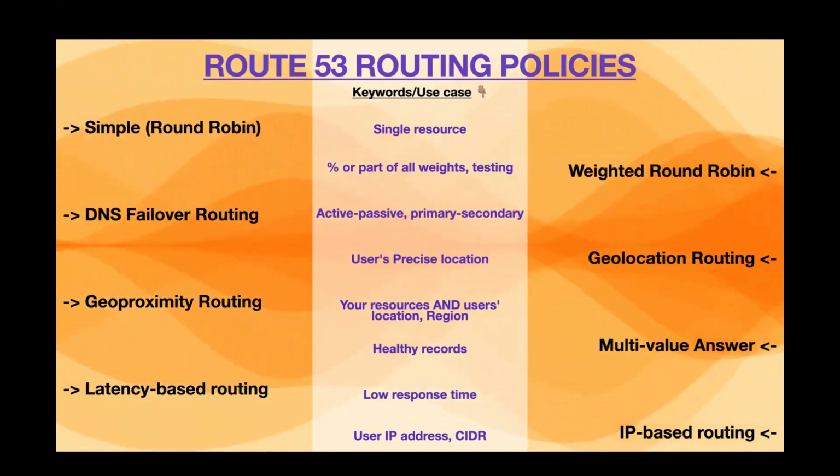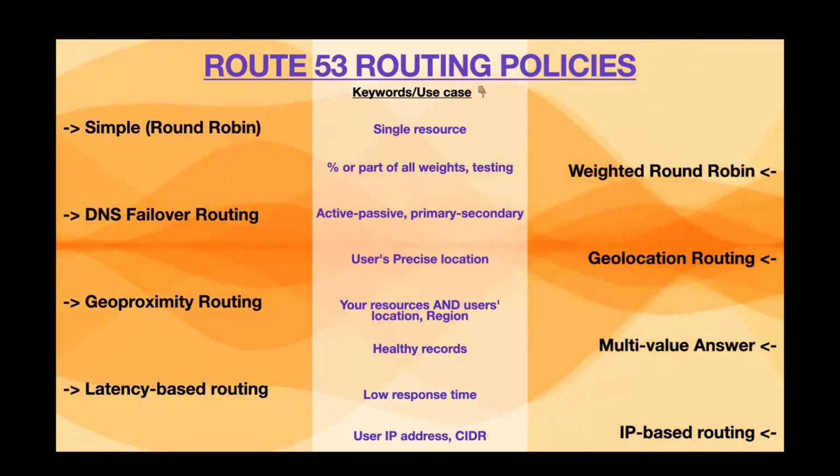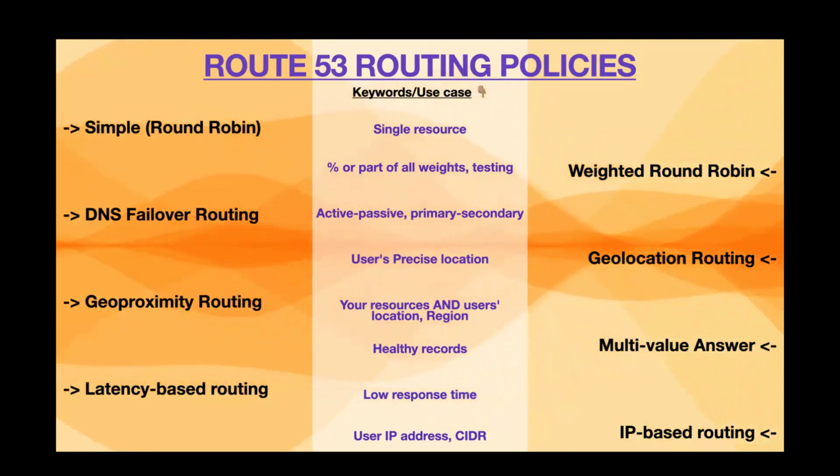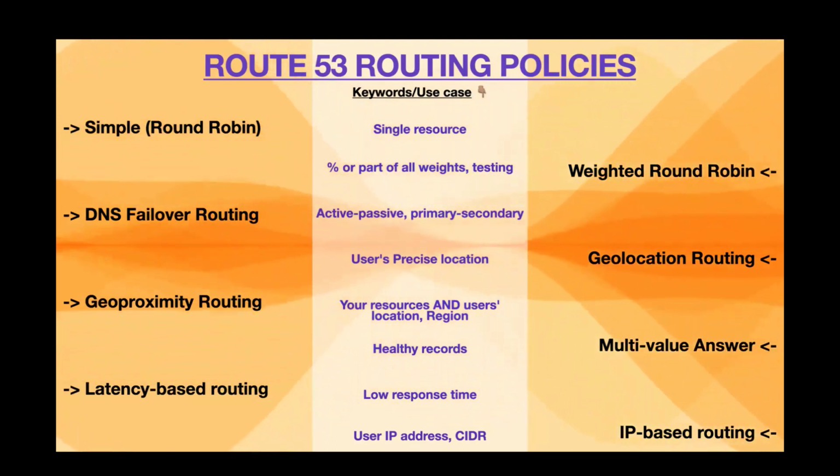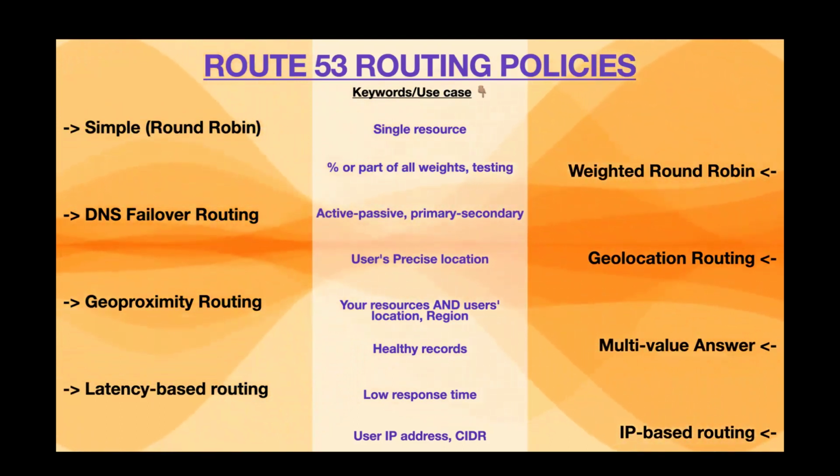And the second type is the weighted route. Another name for the simple routing is round robin routing, and the second one is the weighted round robin. For this one, you assign weight numbers to your resources. So basically, you have two resources, you give this one 50, you give this one 20.